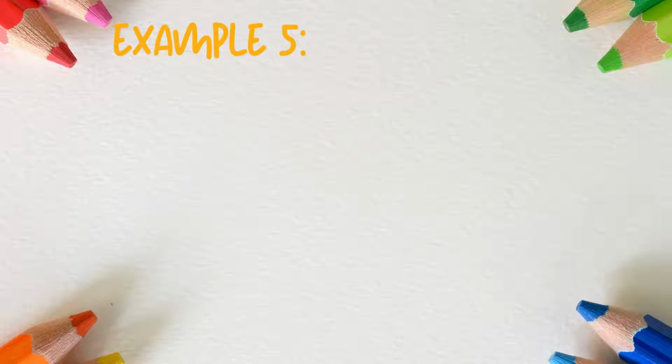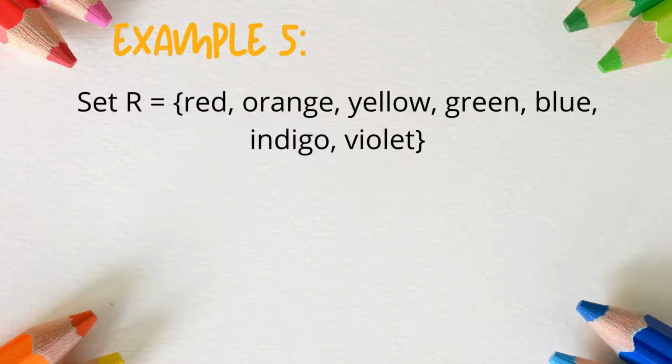Let's have the last example for this. Example number 5. Set R is a set of colors. We have red, orange, yellow, green, blue, indigo, and violet. Will you describe the elements in set R?